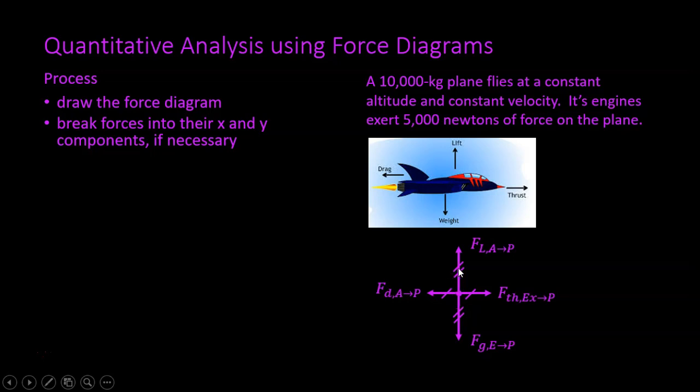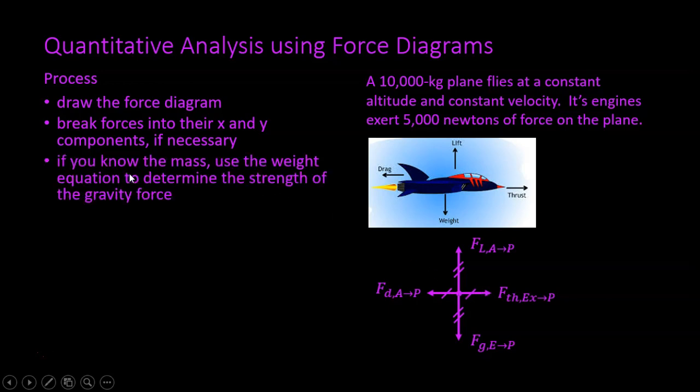We know these forces are balanced because the problem says the plane flies at a constant altitude. That's telling us it's not moving up or down, and it's at a constant velocity. That means it's not speeding up or slowing down as it moves to the right.